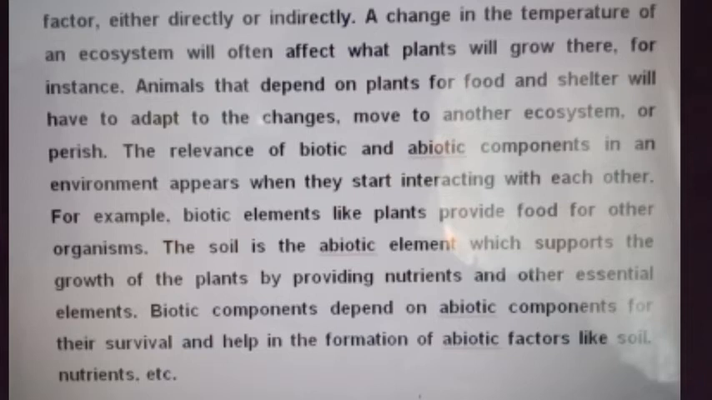other. For example, biotic components like plants provide food for other organisms. The soil is the abiotic component which supports the growth of the plants by providing nutrients and other essential elements. Biotic components depend on abiotic components for their survival and help in the formation of abiotic factors like soil, nutrients, etc.